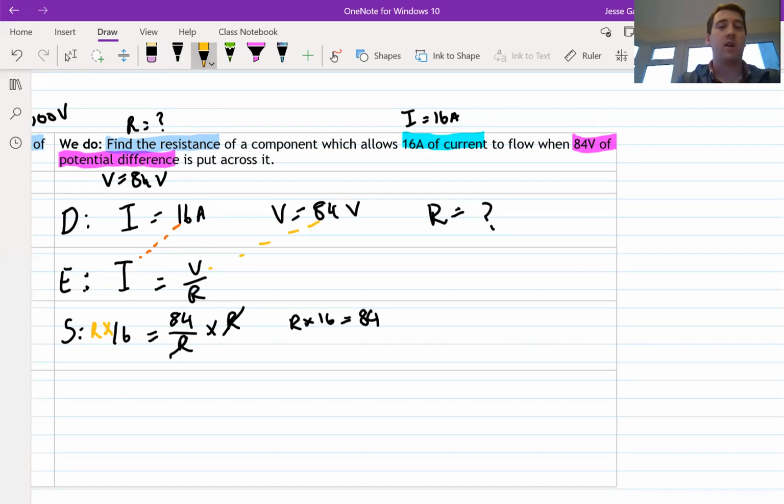Now, that's still not what I'm after though, because at the moment I've got R by 16 and I just want to know what 1 R is. So to fix this, I'm going to divide 16 by itself. That's going to turn it into a 1. Now I also have to divide the right-hand side by 16. Now I've got a sum, R equals 84 divided by 16.